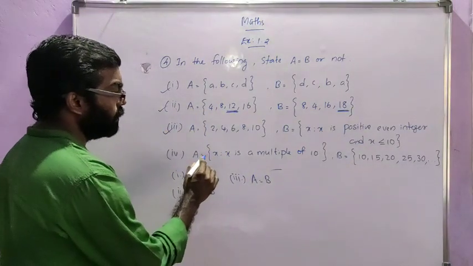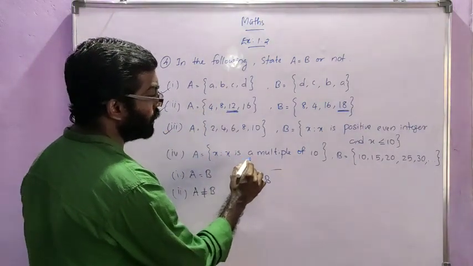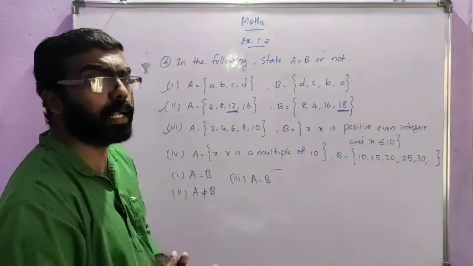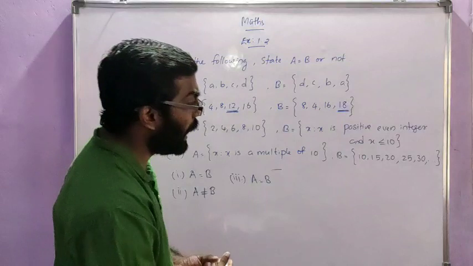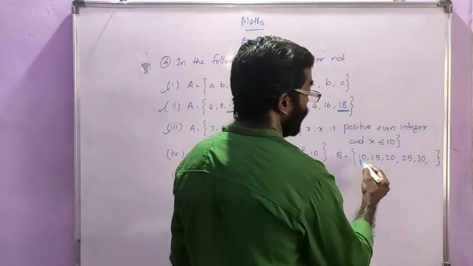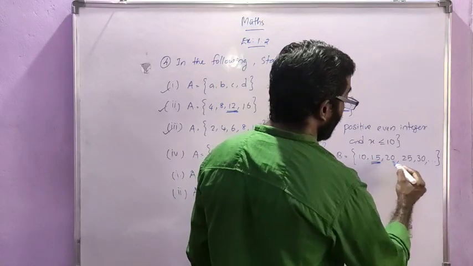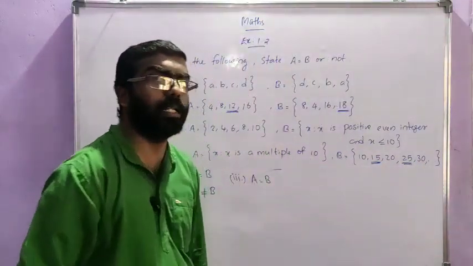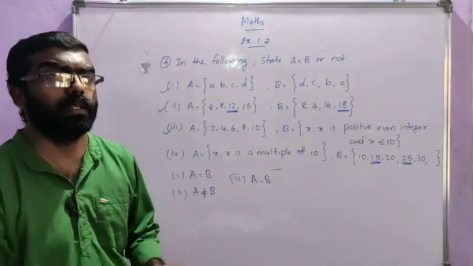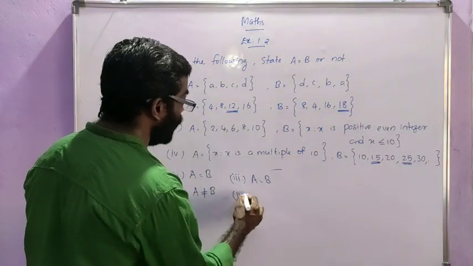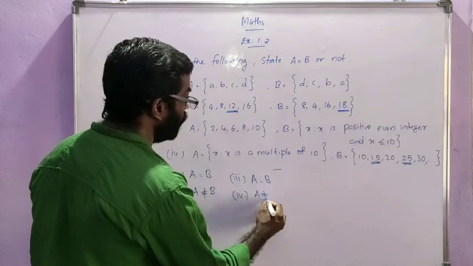And the fourth one is the set of all x such that x is a multiple of 10. A is a set which contains the multiples of 10 and B is equal to the set {10, 15, 20, 25, 30}. Here 15 and 25 are not multiples of 10. So they are unequal. So for the fourth one, A is not equal to B.